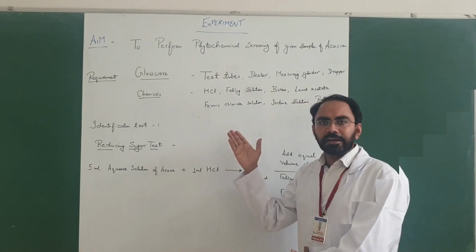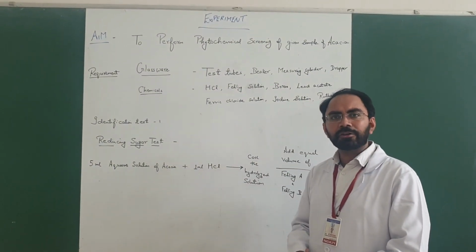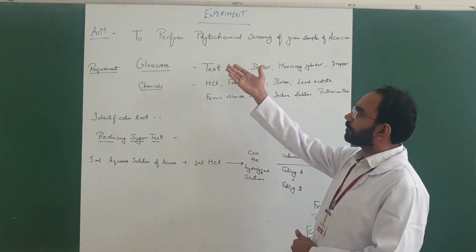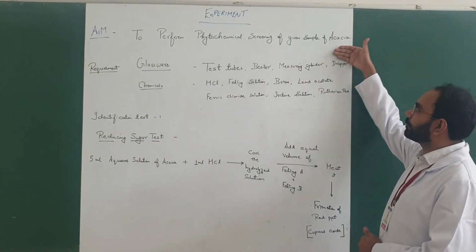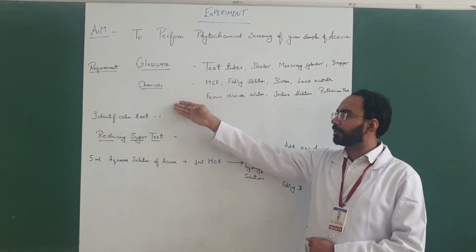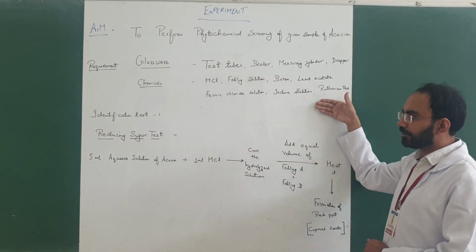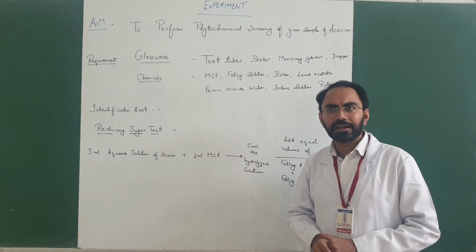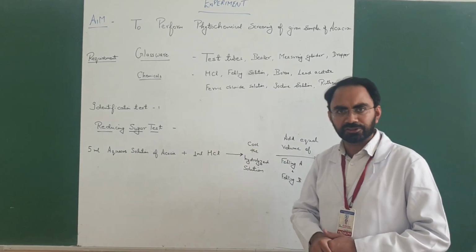Today we will discuss phytochemical screening of an unorganized crude drug sample, that is acacia. The aim of the experiment is to perform phytochemical screening of the given sample of acacia. The glassware and chemicals required for this experiment are mentioned. First, let us learn what acacia is and what its pharmaceutical utilization is.